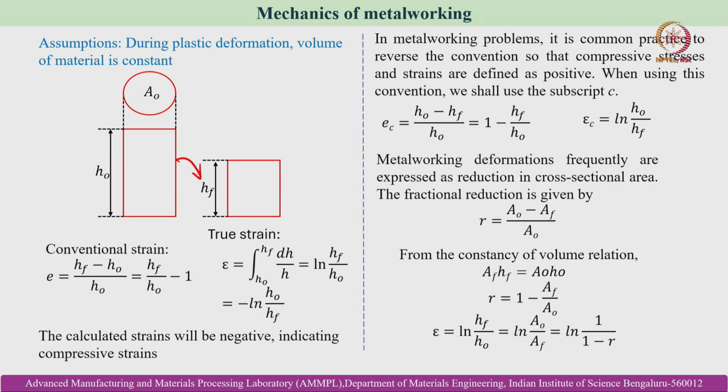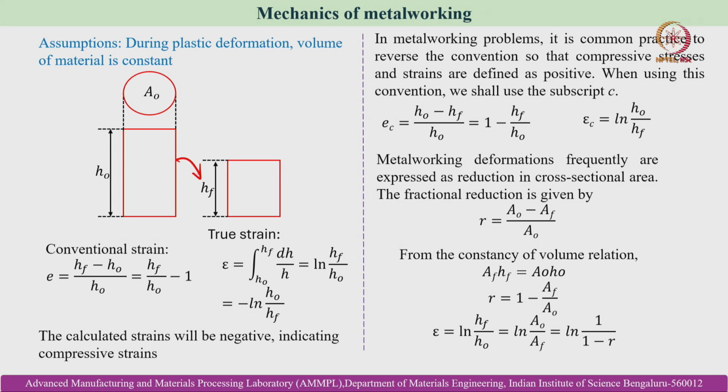So, this is how metal working processes work. In case of conventional strain, it is the final height minus the initial height divided by the initial height, so HF by H0 minus 1. True strain is the integration of dH by H from H0 to HF, that is ln HF by H0. Because HF is lesser and H0 is higher, we are talking about compression, hence the true strain is basically negative.